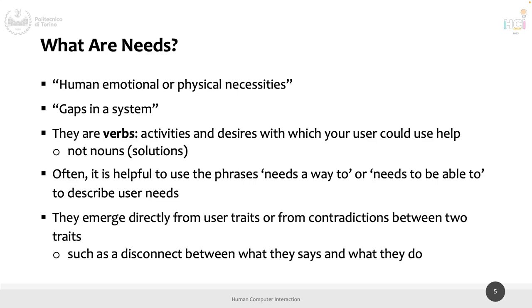So what are needs? There are two definitions I can give you. One is that needs are human, emotional, or physical necessities. That is similar to one of the definitions of need that some of you gave in the first lecture. Physical, physiological, emotional, cognitive necessities. Another definition is that needs are also gaps in a system.